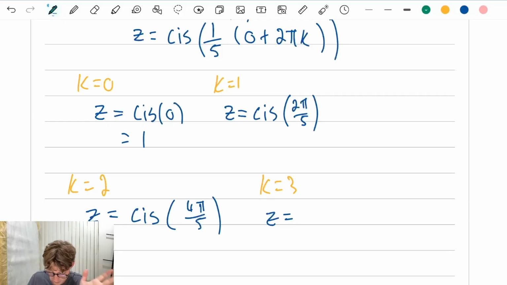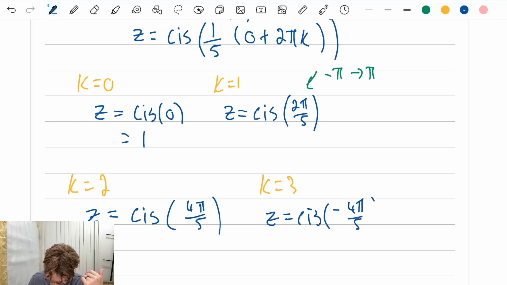So, just in case we have forgotten, for any angle or the argument of a complex number, I want to express it between minus pi to pi. Specifically, if it's negative pi, it just becomes positive pi. You can write this with inequalities, but that's the gist. From minus pi to pi, 6 pi on 5 is bigger than pi, so I want to write that as a negative angle. It's going to be cis of minus 4 pi on 5.